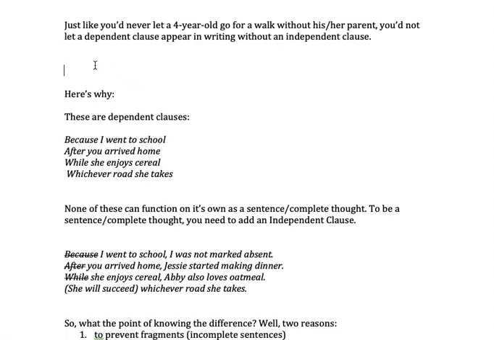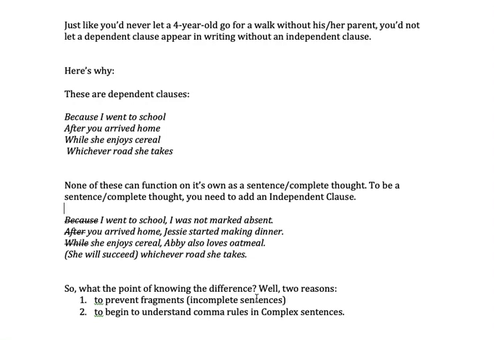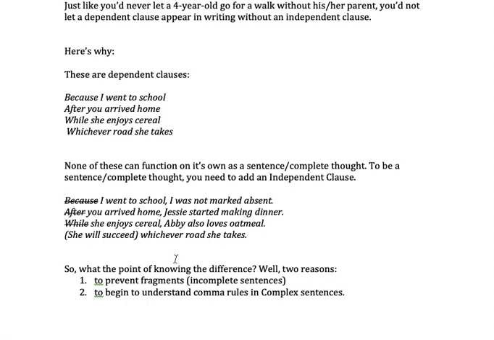Well, there are two reasons here. Here's the two reasons we want to know this. One, it helps us prevent fragments or incomplete sentences in our writing. If we start a sentence out with because, we should understand that we need to have an independent clause attached to it. And two, more importantly, it helps us to begin to understand comma rules in what are called complex sentences. These are all examples of complex sentences that have two clauses and are joined by a relative pronoun or by a subordinating conjunction. So it's really important if we want to punctuate sentences correctly in standard academic English that we have a really firm command of these rules.